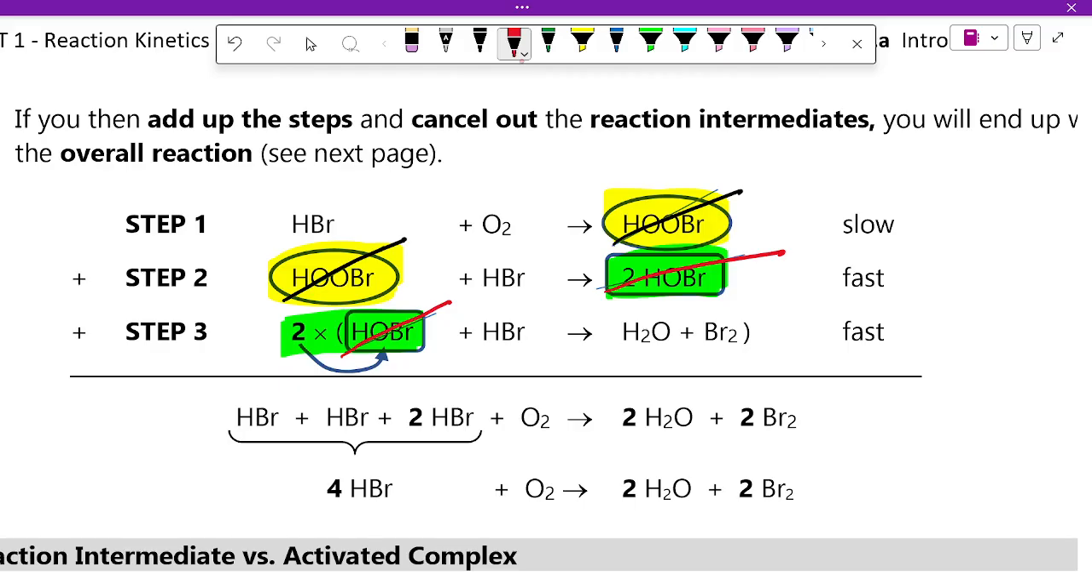So that's how you add up the steps to get a reaction, just like you would add up equations in math class. Wait, but in the third step, there's also 2 HBr, so shouldn't there be 5? So there's 1, 2, 3, 4. Okay. 1, 2, 3, 4.